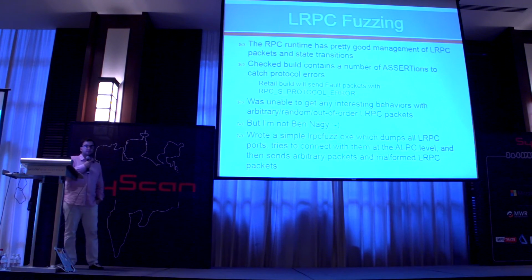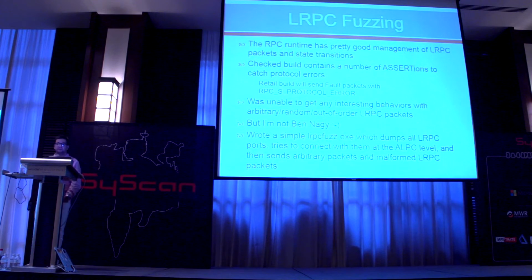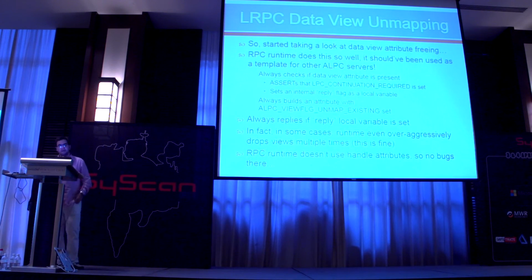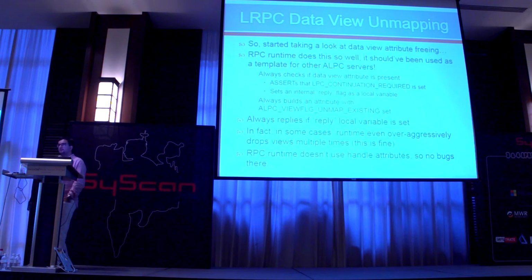So I wasn't able to get any really interesting behavior out of the RPC runtime with my simple fuzzer, but I'm not a guy who normally writes fuzzers. So that doesn't mean there's no bugs. But I wrote a simple fuzzing app just to try seeing if there's any crashes. So then I started looking at data view attributes, seeing, okay, instead of fuzzing it with random messages, maybe I can send it random attributes.